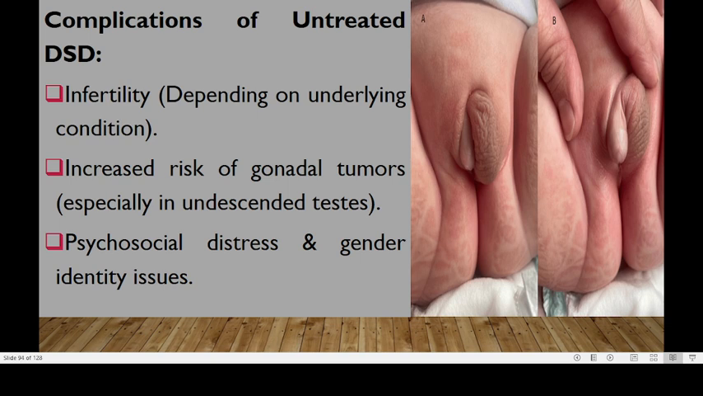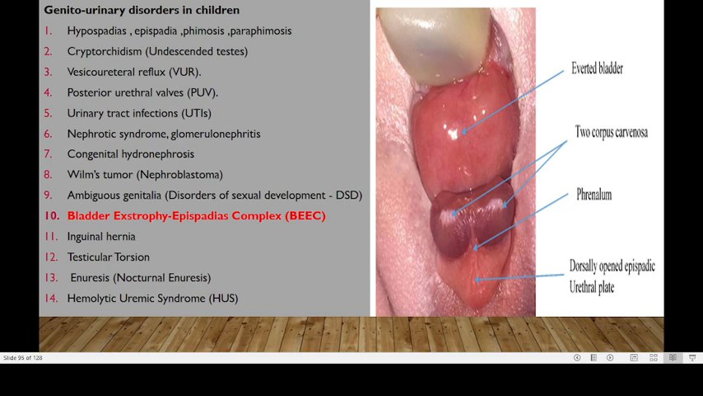Complications of untreated disorders of sexual development could include infertility depending on the underlying condition, or increased risk of gonadal tumors, especially in the case of undescended testes, and lastly, psychosocial stress, distress, and gender identity issues. Ladies and gents, that's all about ambiguous genitalia. Kindly pause the video and attempt that quiz.